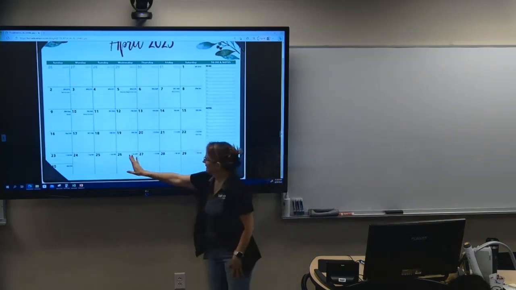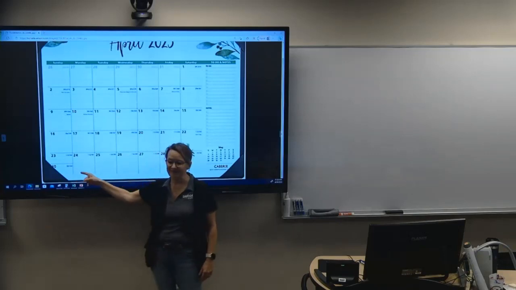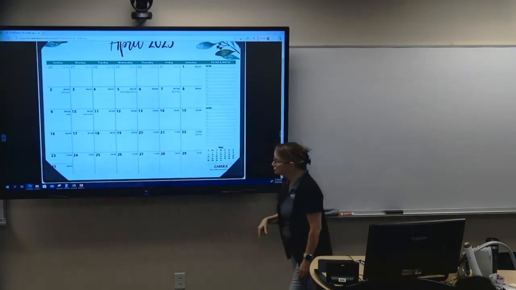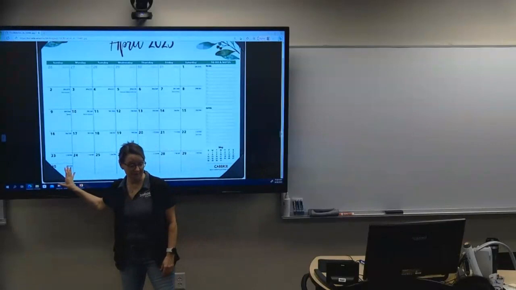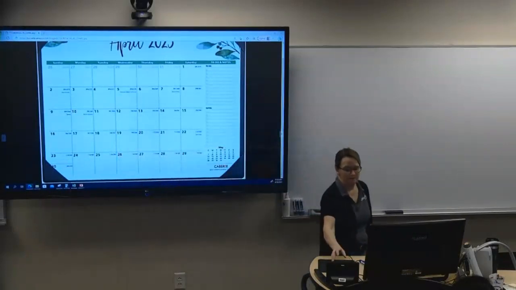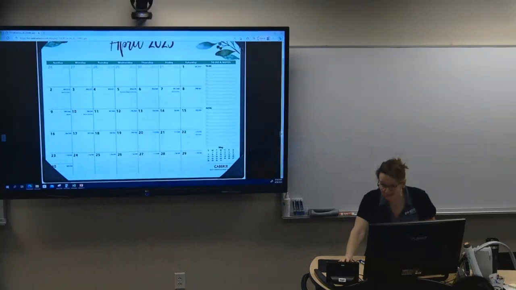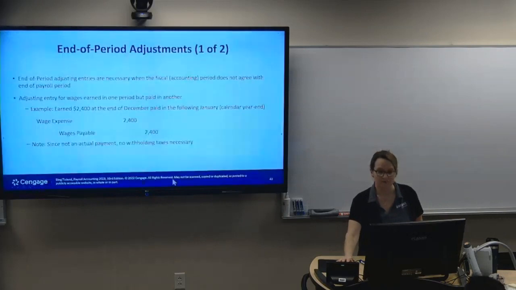So those are the payroll end of period adjustments that occur because of this timing difference. Obviously there has to be some sort of journal entry made on the 30th. What's that journal entry going to look like? Well, it involves a liability because it's something that we owe that we haven't paid yet. So let's take a look at what that looks like.